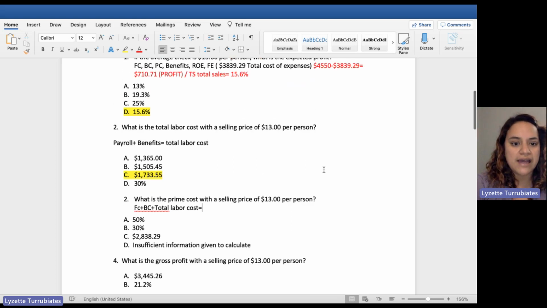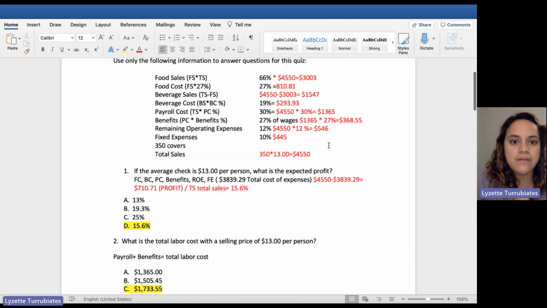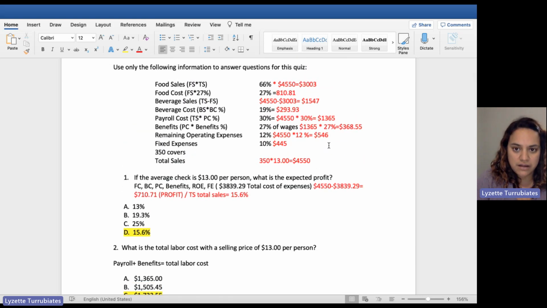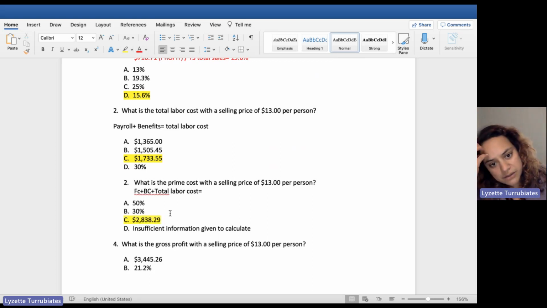So when we look at our total labor cost, that's $1,733.55 plus our food cost, which is $810.81, plus our beverage cost, which is $293.93. Our total comes out to $2,838.29. So again, prime cost is food cost plus beverage cost plus total labor cost. And that's how you're going to determine what your prime cost is.